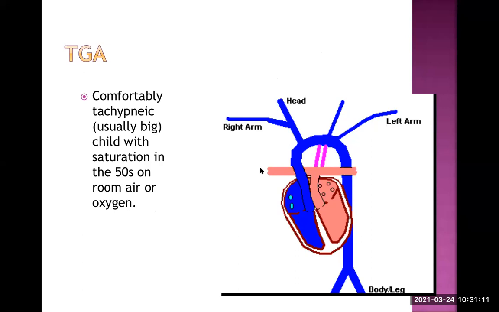Anyone? Sir, because the main blood going to the systemic circulation is the deoxygenated blood. So that's why the saturation is very low as compared to the normal condition. Yes, sir, due to transposition, the aorta takes deoxygenated blood toward the systemic circulation. That's the reason. Exactly. All of you are right.